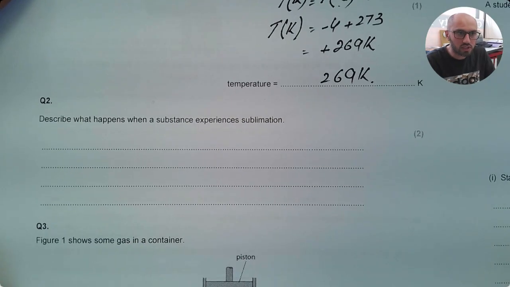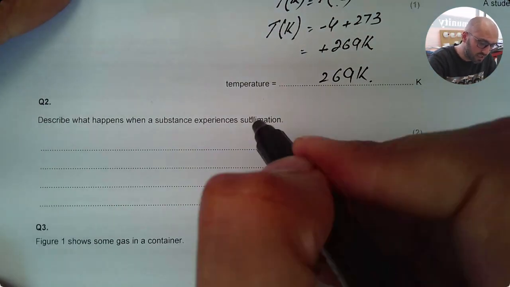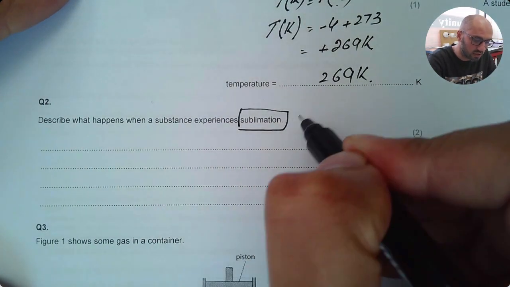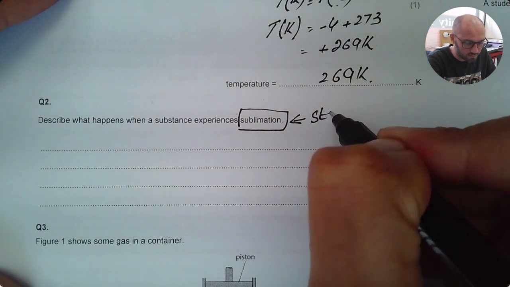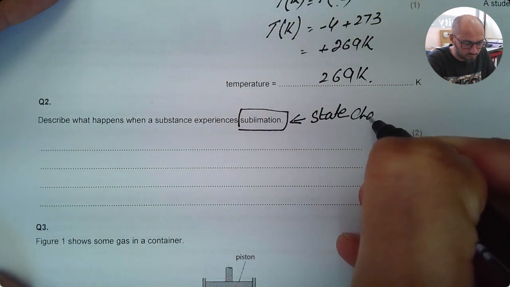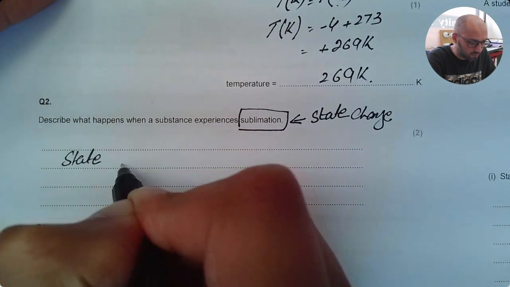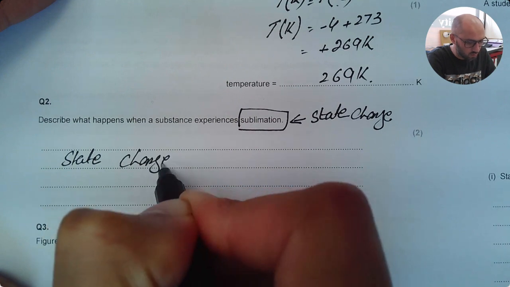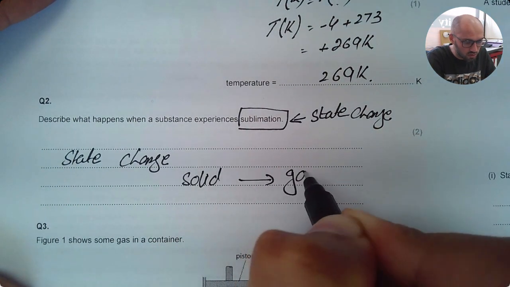Okay, next question says, describe what happens when a substance experiences sublimation. So the moment I see this word sublimation, I have to recall this is about state change. So we'll say state change, when solid directly goes into gas.